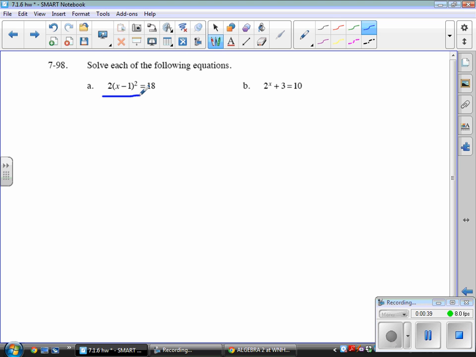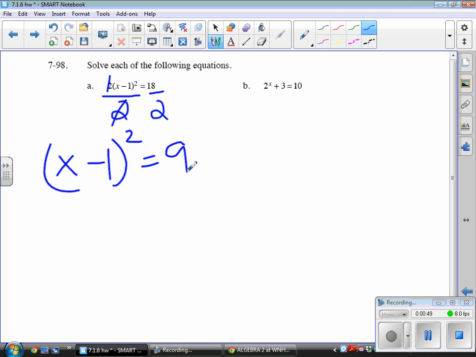So I'm going to get it by itself by dividing both sides by 2, actually, first. So that 2 cancels out. So I have x minus 1 squared equals 9. Right? Again, instead of multiplying this out, and because then you'd have to factor and do a bunch of stuff, let's just undo this squared. So I'm going to take the square root of both sides.